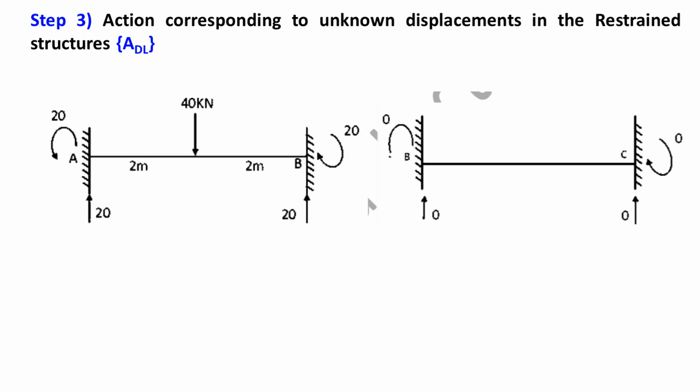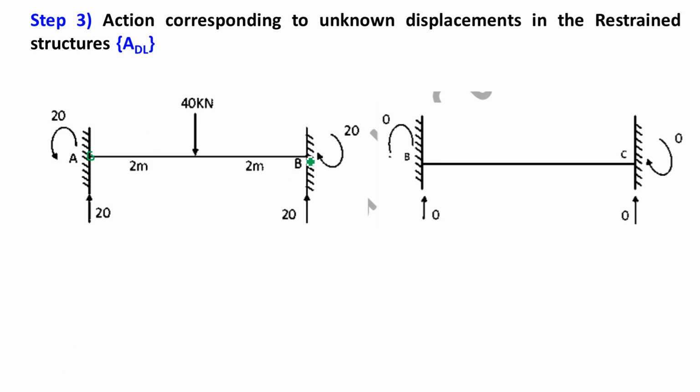Now second vector, we know that we have to find out ADL vector. It stands for action corresponding to unknown displacement in the restrained structure. Restrained, so we have to fix this structure. For simplicity, again we have drawn these two members separately.